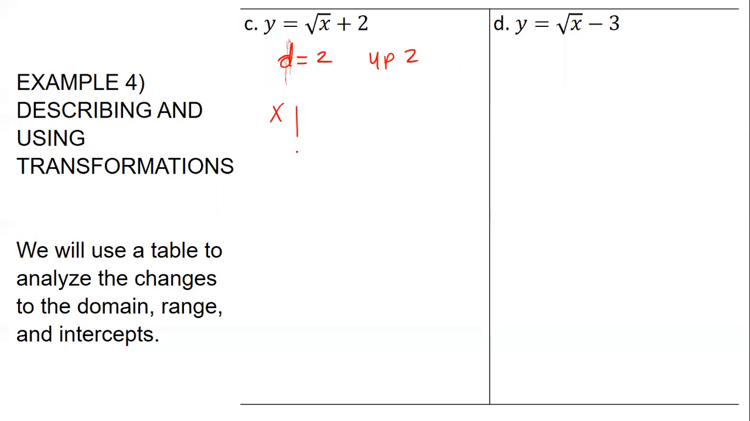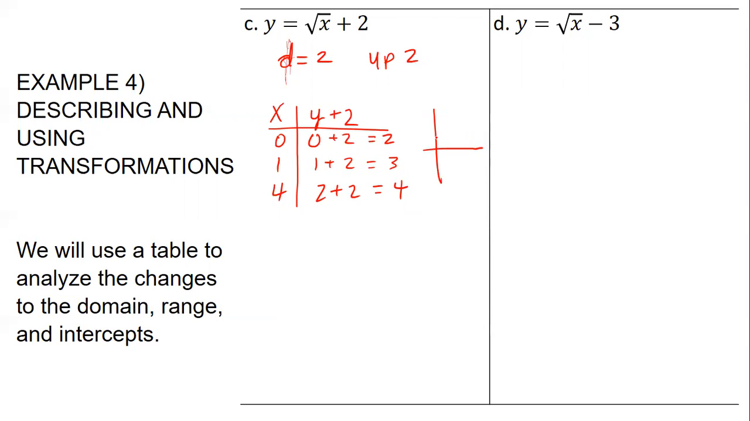So my X's aren't going to be affected, only my Y's. So 0, 1, 4 are going to stay 0, 1, 4. But to each Y value of the parent function, I'm adding 2. So 0 plus 2, 1 plus 2, 2 plus 2. And so now I have 2, 3, and 4. So when I think about what the graph looks like, I'm now here doing this, right?